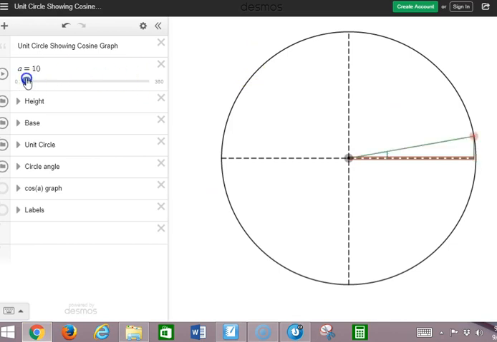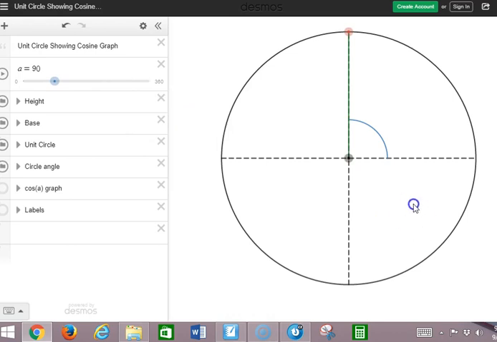So what's happening as we move to 90? What's happening to the opposite side? It's getting bigger and bigger and bigger. It's getting taller and taller. What's happening to the adjacent side? It's getting smaller and smaller. When we get all the way up to 90, notice that my opposite side and my hypotenuse are nearly the same now, and my adjacent side is almost down to nothing.